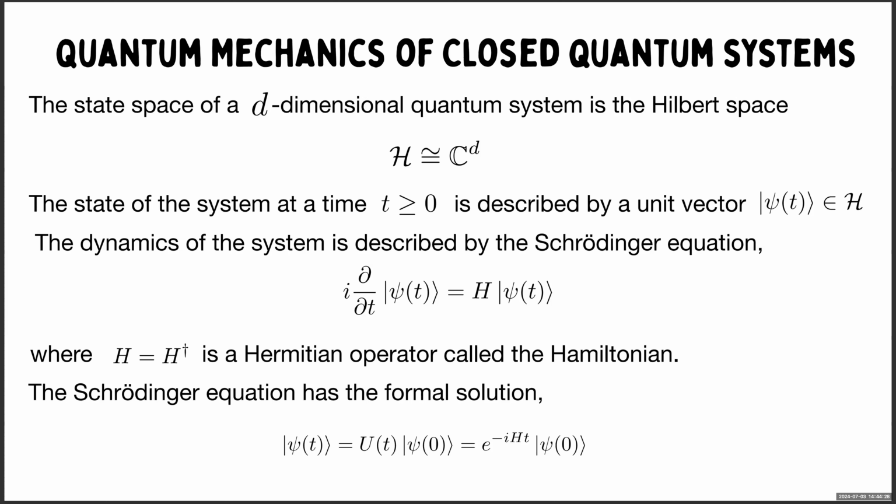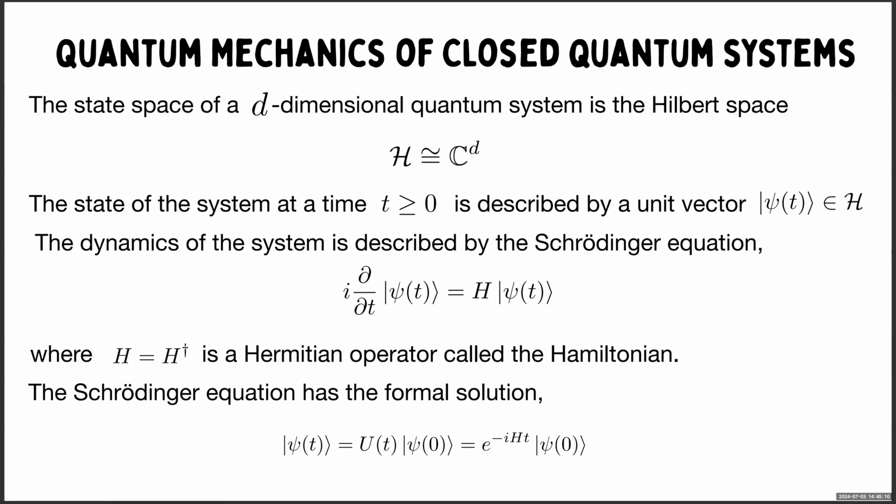The dynamics of the system is always described by the Schrodinger equation, which we have here. In this equation, H is a Hermitian operator, meaning it's equal to its complex conjugate transpose, and H is called the Hamiltonian. It's the total energy operator for the system, and it's what we usually use to describe what system we have. Usually you're given H and you need to solve the Schrodinger equation to figure out the state at some time t. You can always solve it and write down a formal solution, and the formal solution is going to be our starting point for quantum simulation.